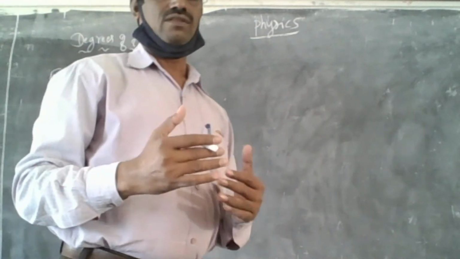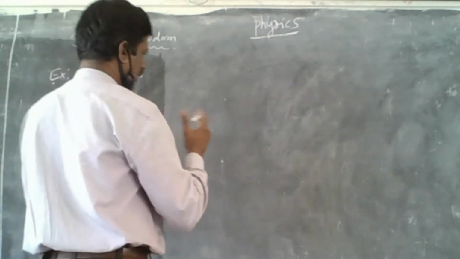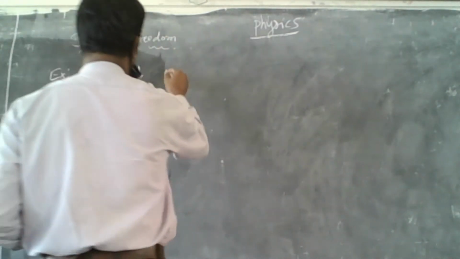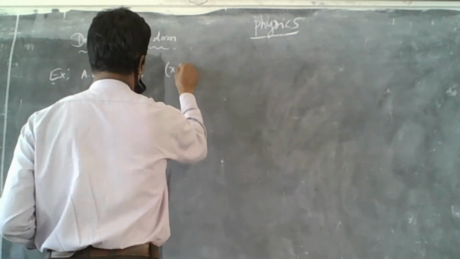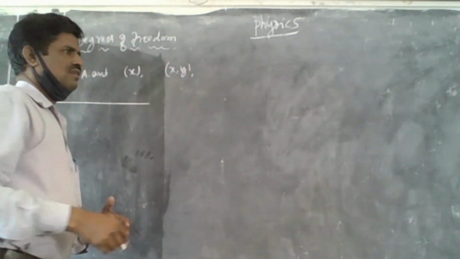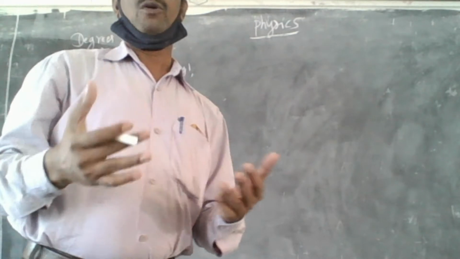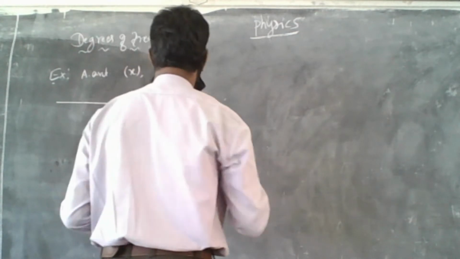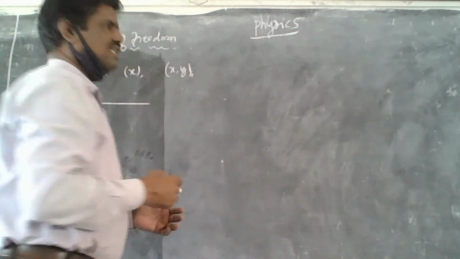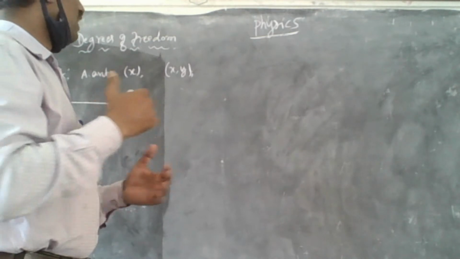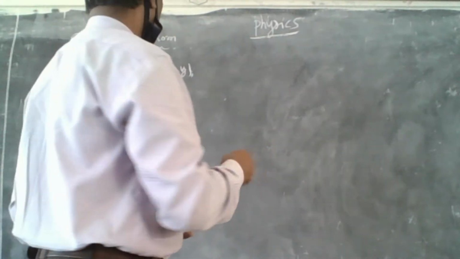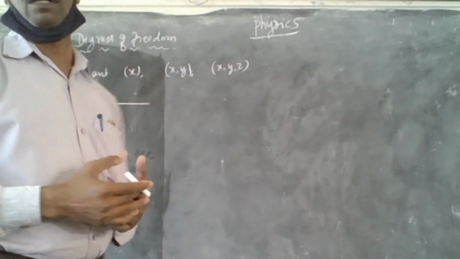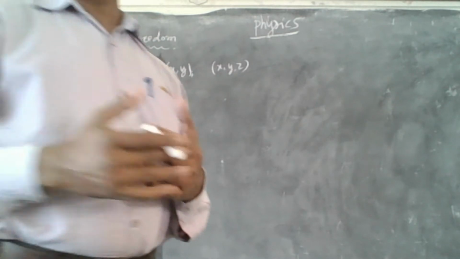Suppose a mosquito is moving along a plane. It has 2 degrees of freedom, that is x comma y. Suppose a particle is moving in space, that is x comma y comma z. That is 3 degrees of freedom, x, y, z.